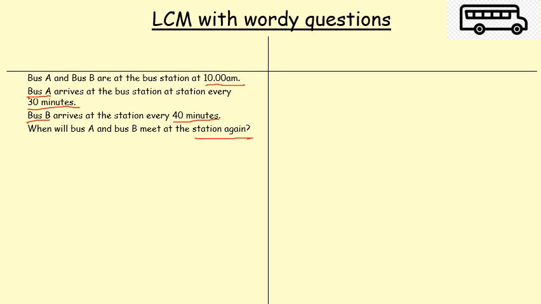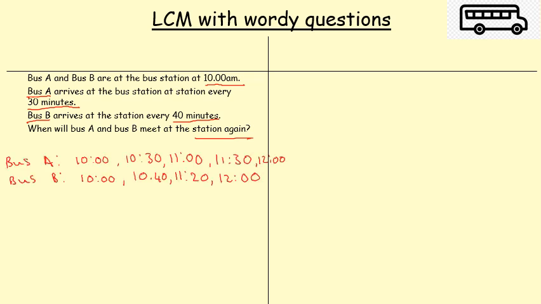So I'm going to start with bus A, and I'm going to write out times that it's at the bus station, which will be every 30 minutes. I'm going to do the same for bus B. So bus B is going to arrive at the station every 40 minutes. Then we'll compare. Okay, so I'll just carry on those lists as long as I need to.